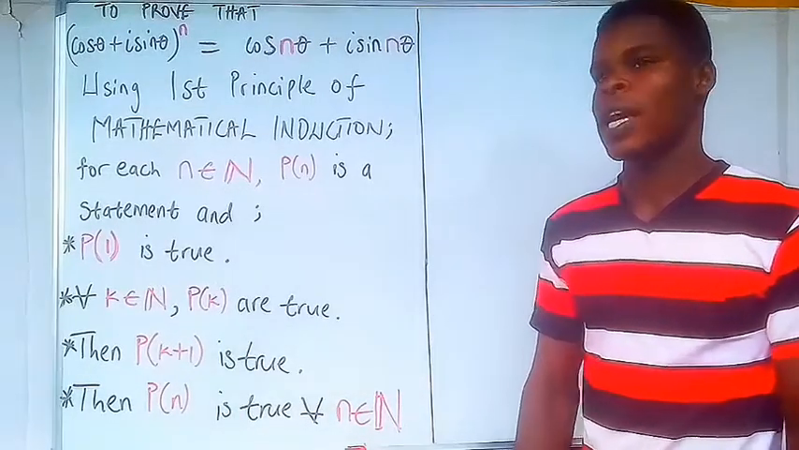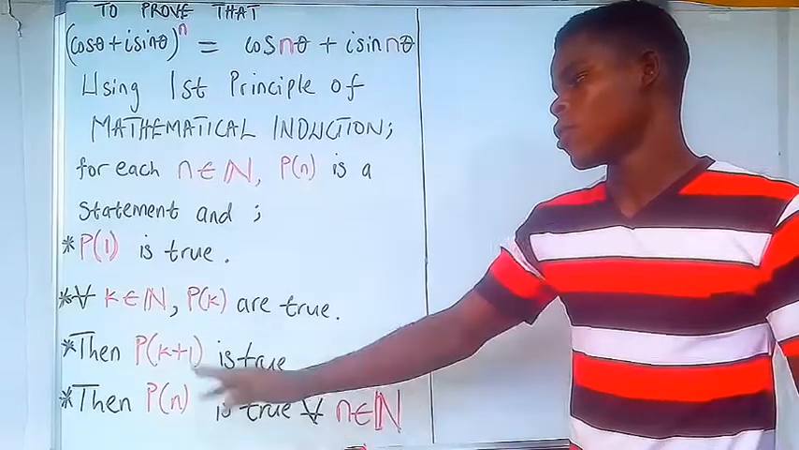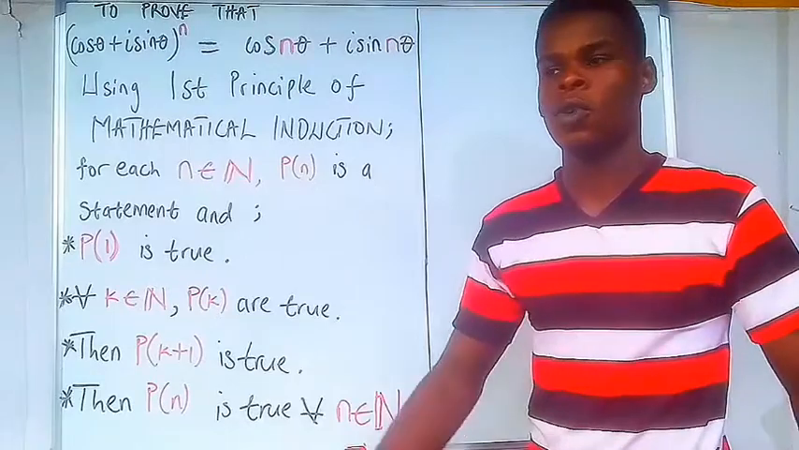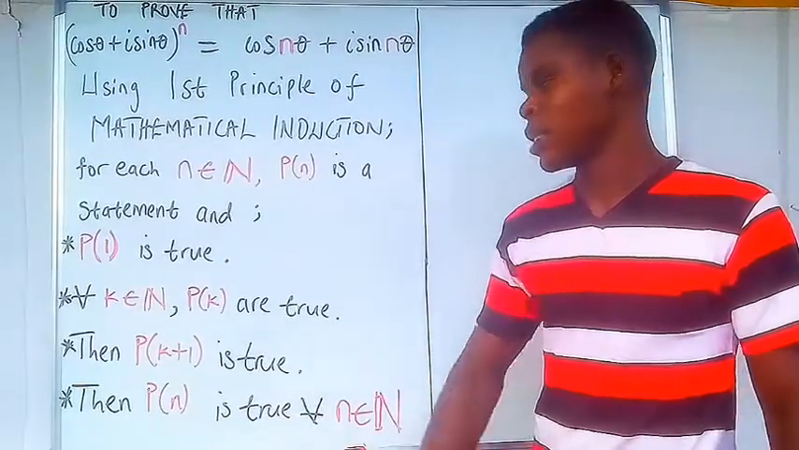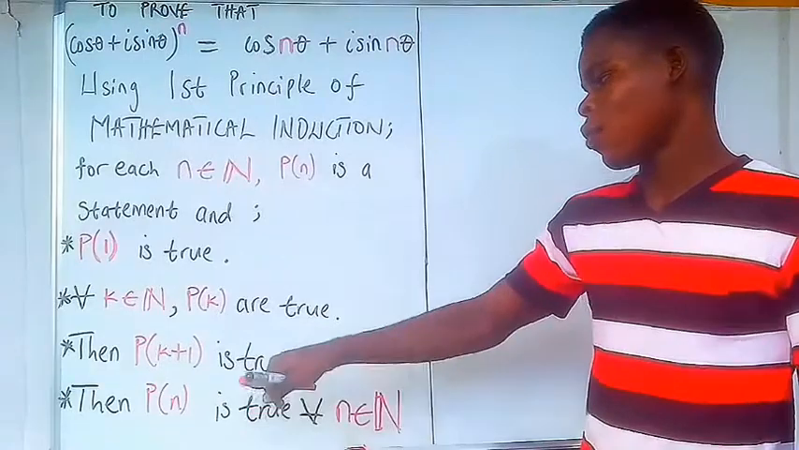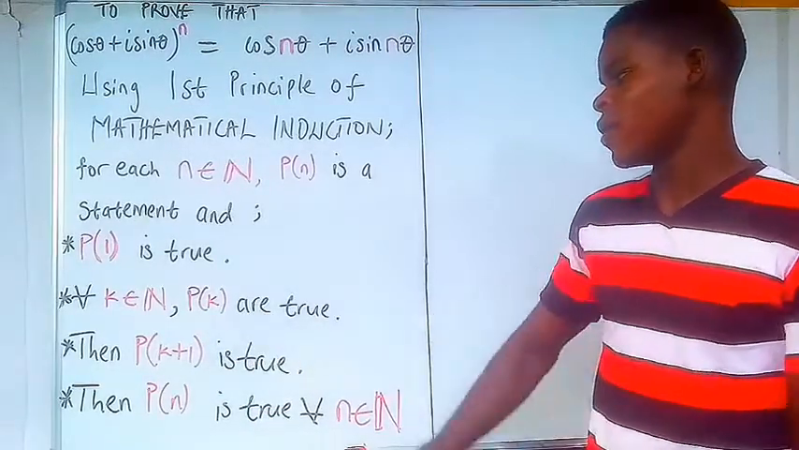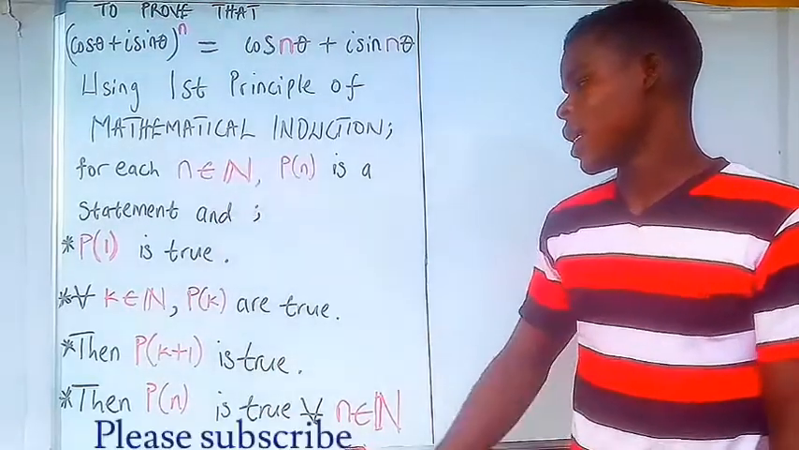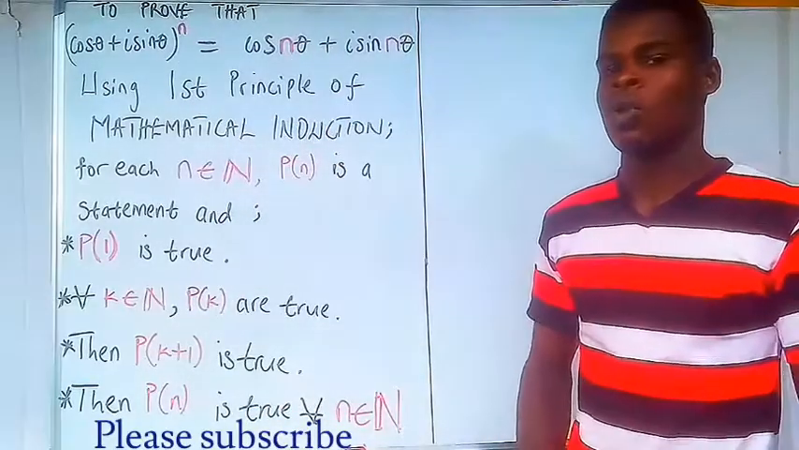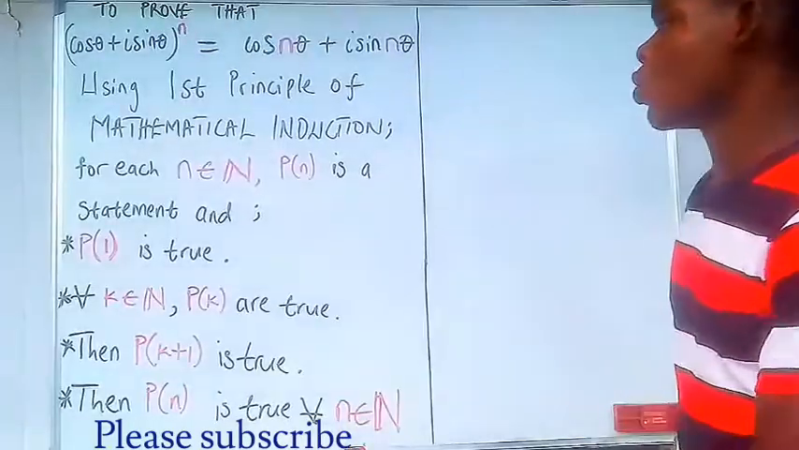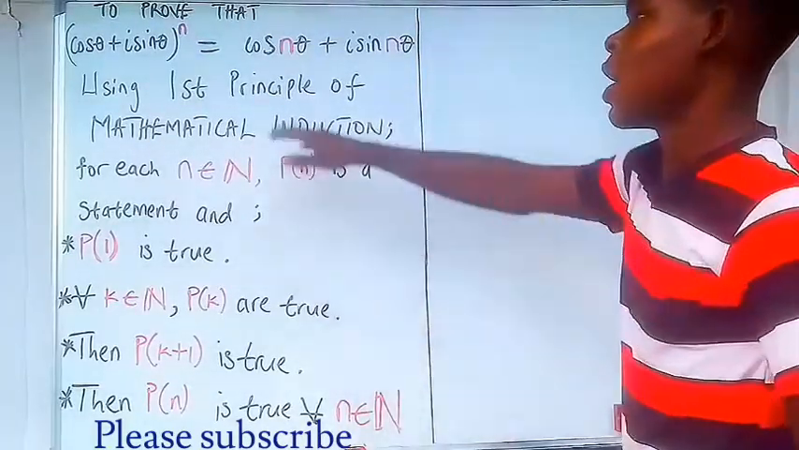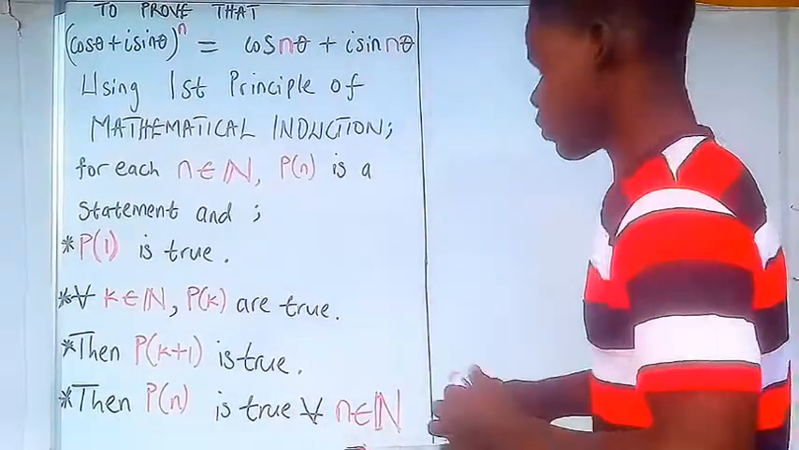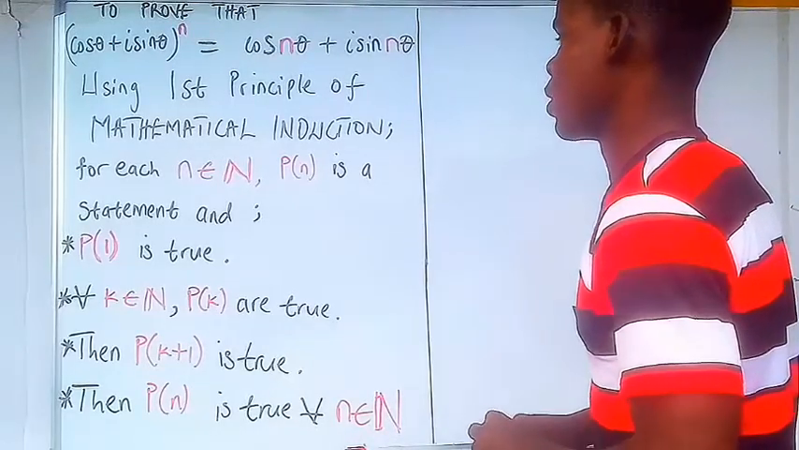For example, we have P of 2, so the successor of 2 is 3, that is just 2 plus 1. The successor of 4 is 5, and the successor of 100 is 101. So the successor of any element is 1 plus that element, and we also show that this is true. Then if these three things are satisfied, definitely for any n in the set of natural numbers, this statement is true. Great. Now let's use this first principle of mathematical induction and show that the statement is true.